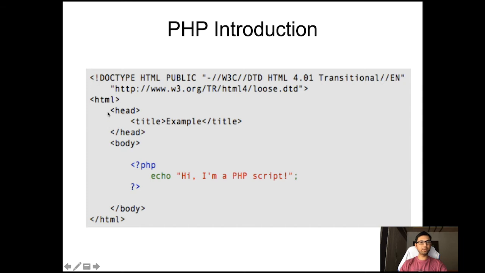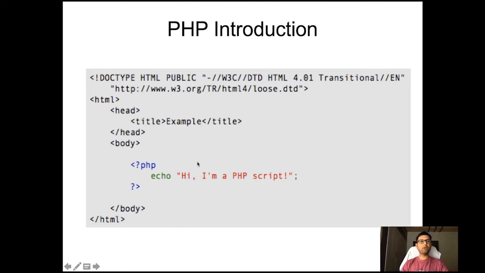Let's take an example. Suppose this is a standard HTML document, and in that HTML document we have embedded some PHP script with this bracket, and I have written echo and "Hi, I am a PHP script." So echo is a print kind of statement. It prints whatever you write in the double quotes in the echo statement. Of course, you can write in between single quotes also in the echo statement.